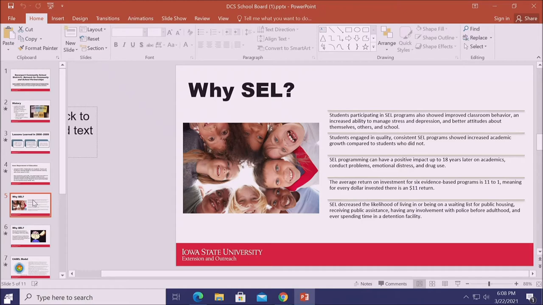We know that social emotional learning programming can have a positive impact way beyond the years that students actually receive that education, so past 18. We know that it leads to resiliency. It can be a protective factor for things like conduct problems, emotional distress, and substance use. The return on investment for evidence-based social emotional learning programs is 11 to 1. For every dollar invested in social emotional learning, we save $11 in programs and services that we have to have for individuals who haven't figured out how to do those things in our society as adults. Social emotional learning also decreases the likelihood of living in or being on a wait list for things like public housing and public assistance. So there's a real economic component to this besides the obvious one.